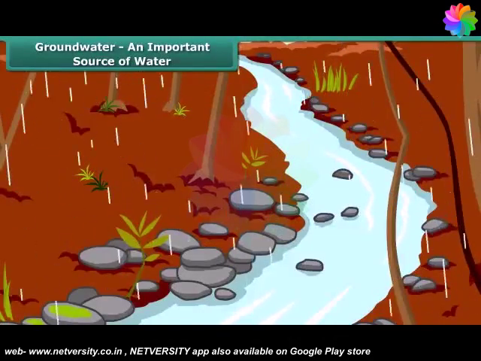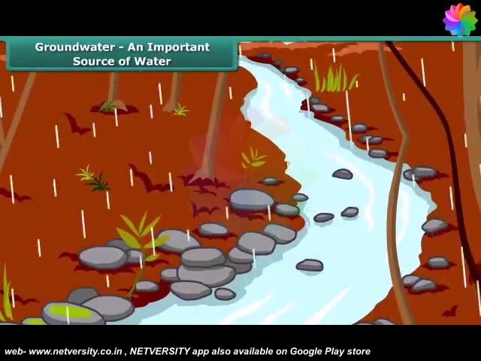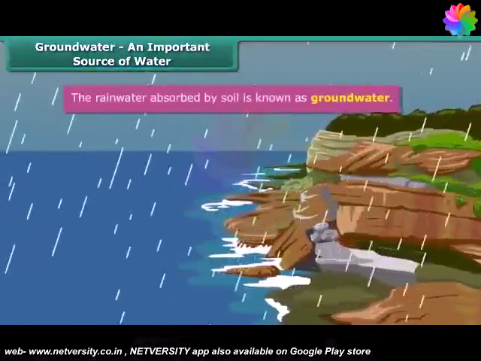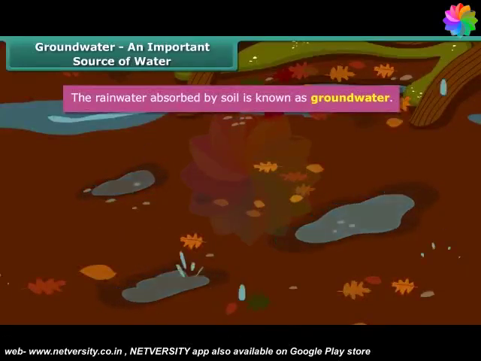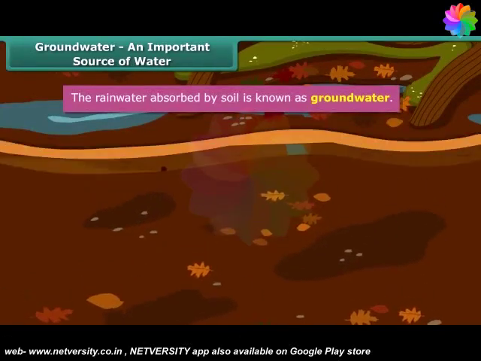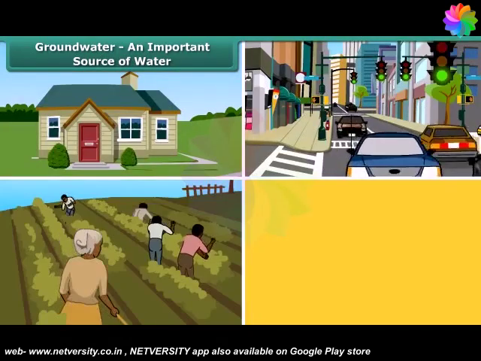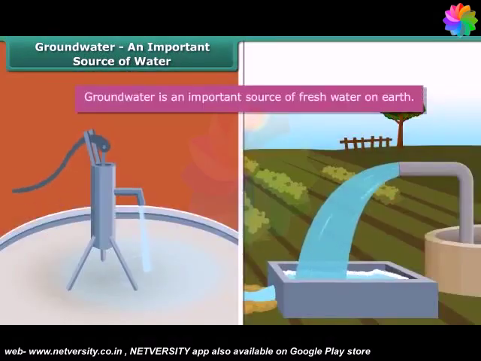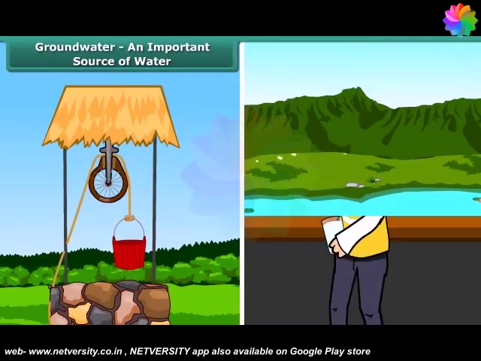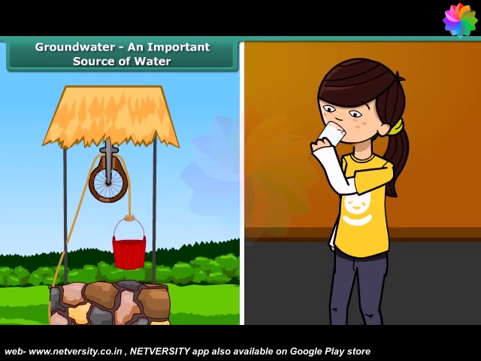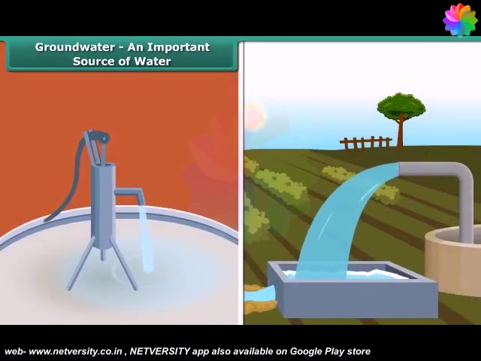Not all the rainwater flows into rivers and ultimately into oceans. Some of it is absorbed by the soil. This water is known as groundwater. Although it is not visible, it is almost everywhere, flowing beneath the ground under your home, cities, farms, and deserts. Groundwater is an important source of fresh water on Earth. It is the source of water for many lakes and wells. Many of us drink groundwater every day. That is because hand pumps and tube wells tap groundwater to provide water for consumption.